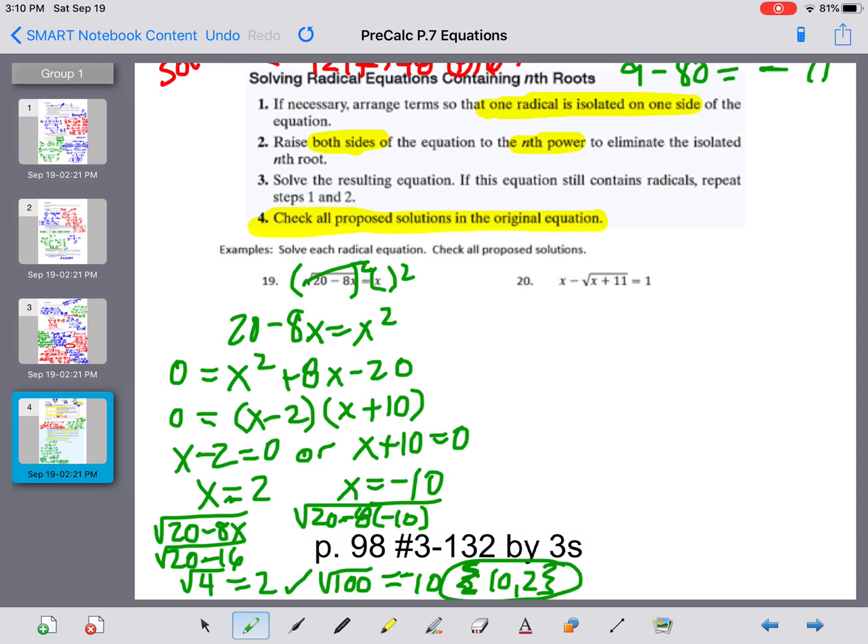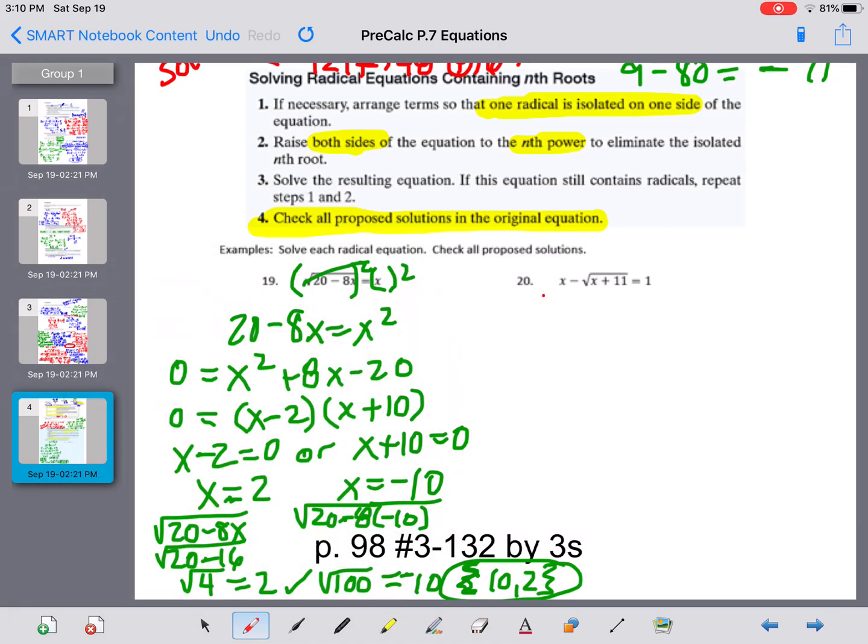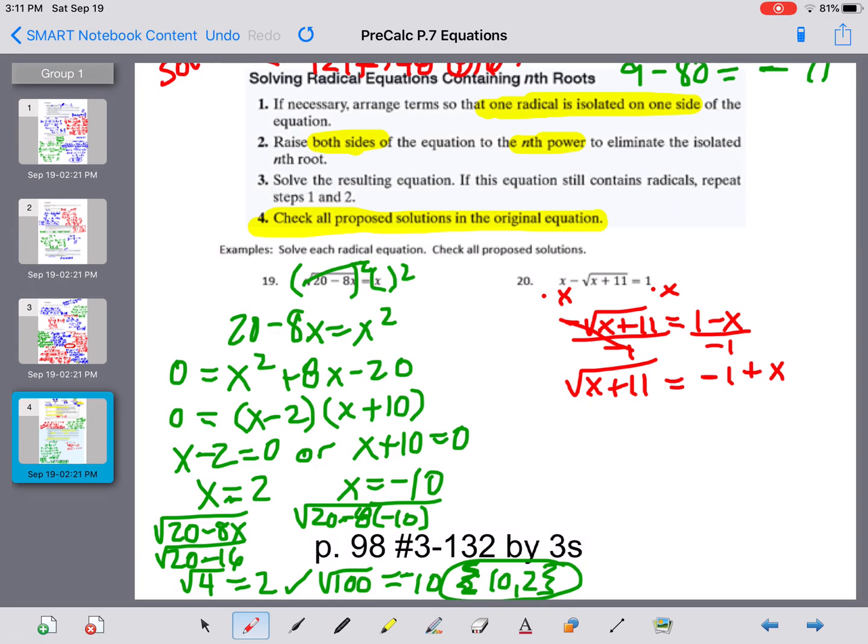Let's try number 20 now. First things first, we want to get that square root by itself as much as possible. So let's subtract x to the other side. So I get negative square root of x plus 11 equals 1 minus x. Divide by negative 1 on both sides to get rid of this negative on the outside. I get the square root of x plus 11 equals negative 1 plus x. Okay? If you want to write it x minus 1, that's fine.